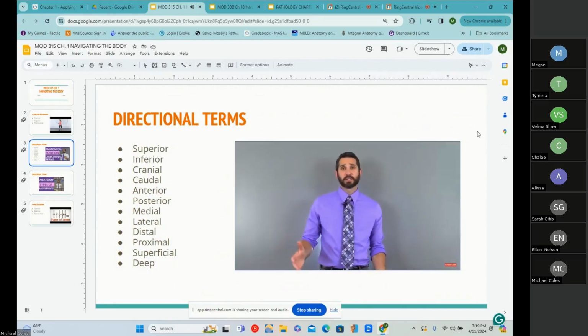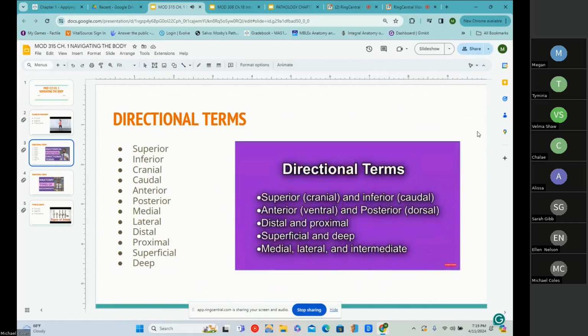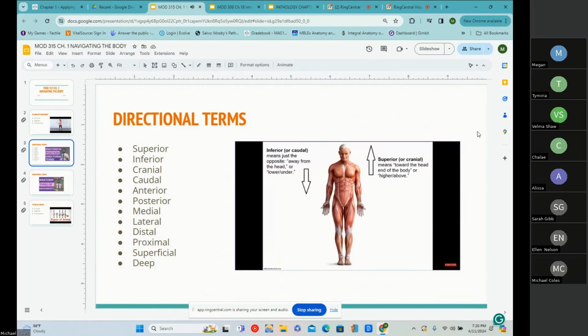Now here's an important tip for learning the directional terms. They are usually grouped in pairs of opposites. So if you can learn the meaning of at least one of the directional terms in each pair, you can easily remember the meaning of the opposing directional term. Let's take a look at the first pair of our directional terms.